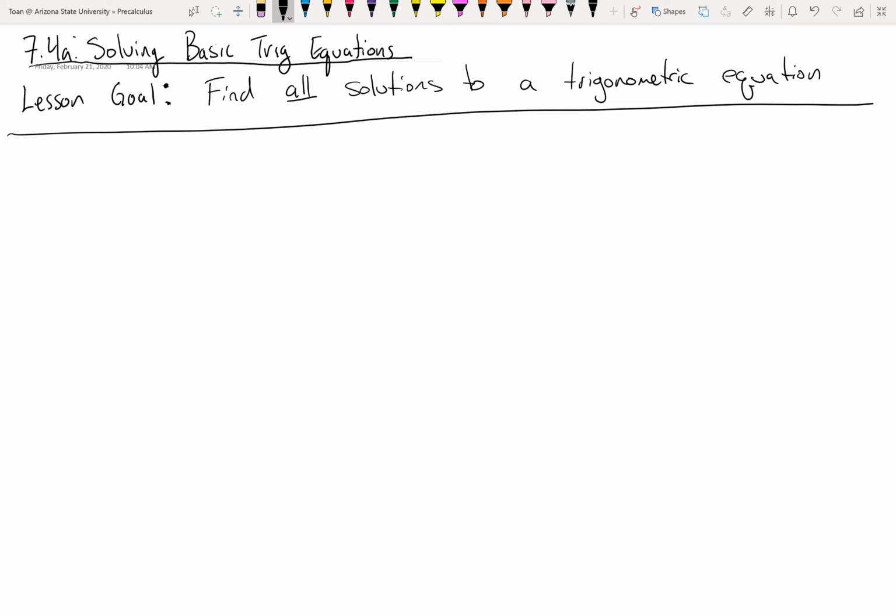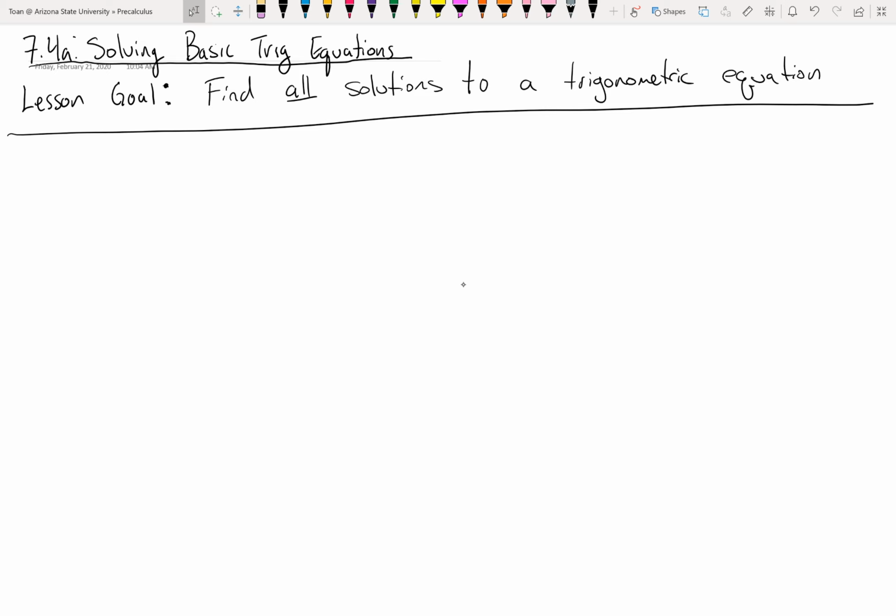Now, for the first half of Unit 7, we spent a lot of time talking about identities and ways to manipulate trig expressions, ways to rewrite them, make them look differently, how to manipulate these sines, cosines, and tangents. But we really didn't do anything. The second half of Unit 7 will be actually doing stuff, solving equations, finding answers, so on and so forth.